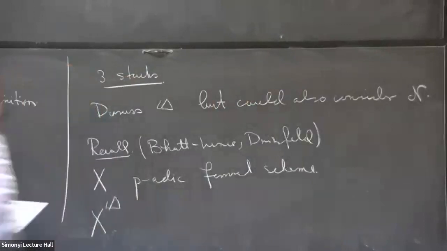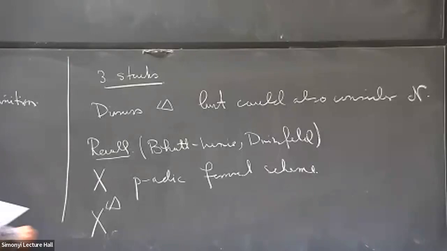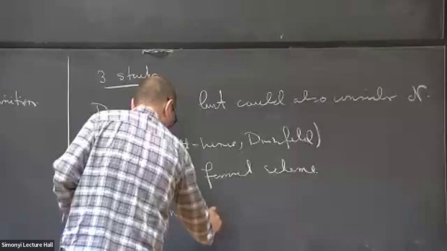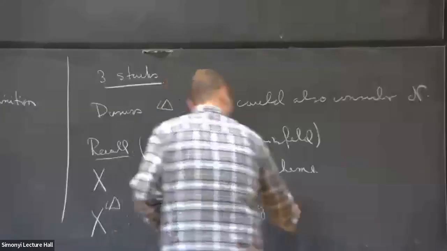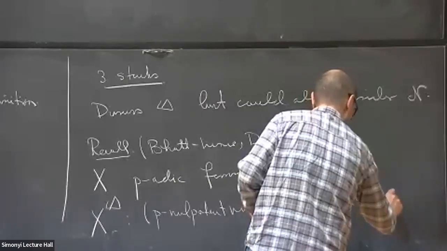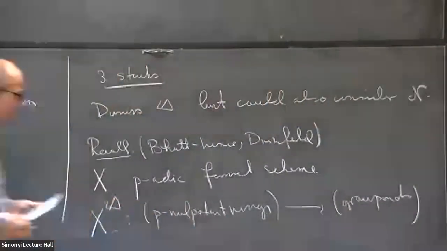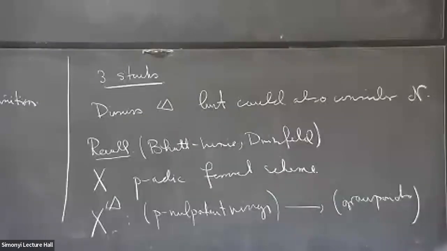So then prismatization, which is going from p-nilpotent rings to groupoids. Sorry, I made some assumptions in the previous comparison theorem. What assumption on X? Smoothness, whatever. I mean an assumption like smoothness.